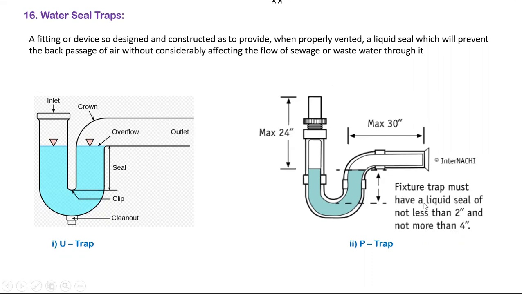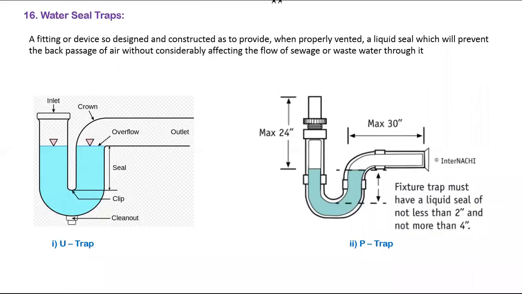A P drop must have a liquid seal of not more than 4 inches. In our EWC and IWC we are giving more than 3 inches, lesser than 4 inches. Normally, in the wash basin, urinal and kitchen sink we are giving not less than 2 inches. You have to give at least 2 inches of water in all the plumbing and drainage fixtures. You should keep that in mind.